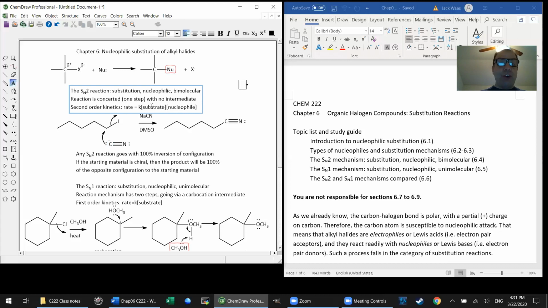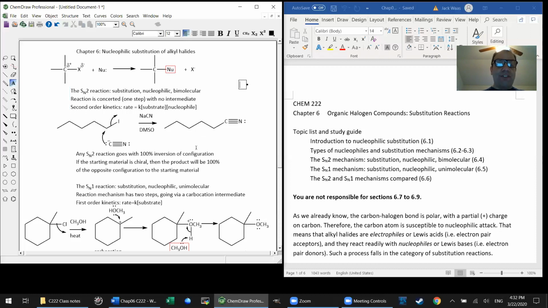the rate law. So if we were to write the rate law for this particular reaction, it would say rate equals rate constant times 1-iodopentane concentration times cyanide ion concentration. Or you could just as well write times sodium cyanide concentration. Same thing, because the sodium ion doesn't play any role here.